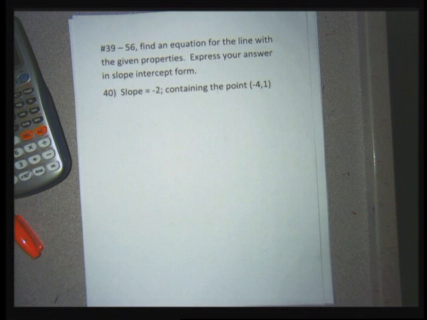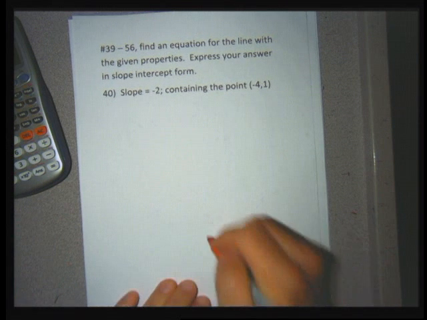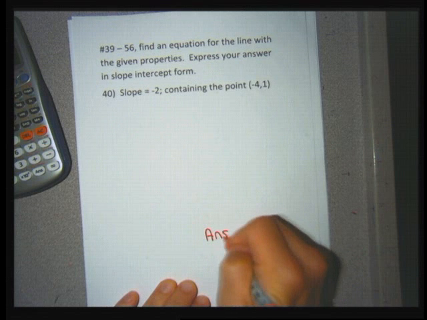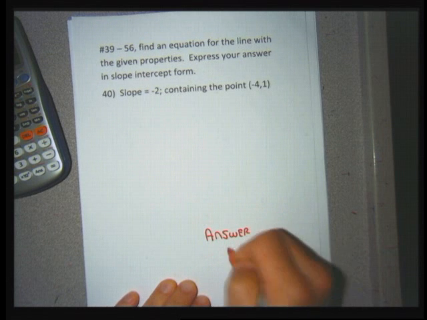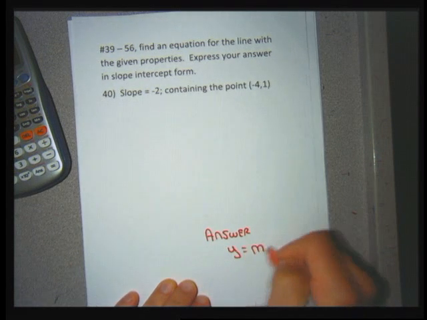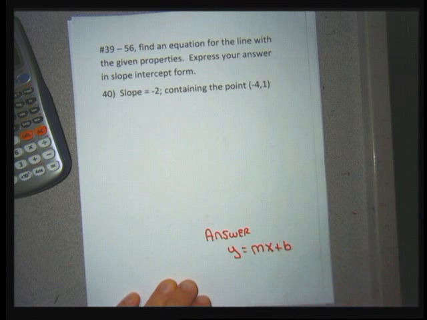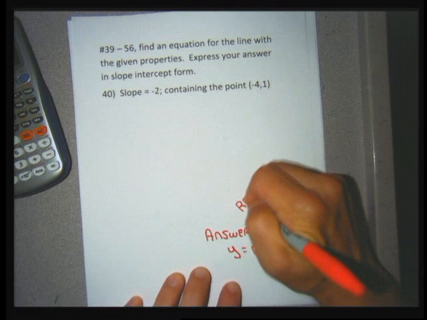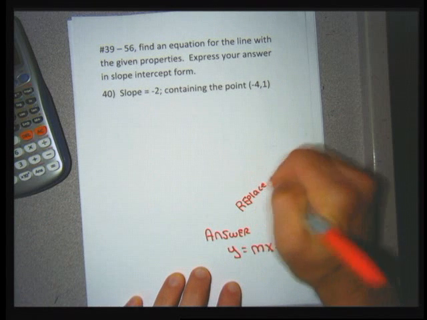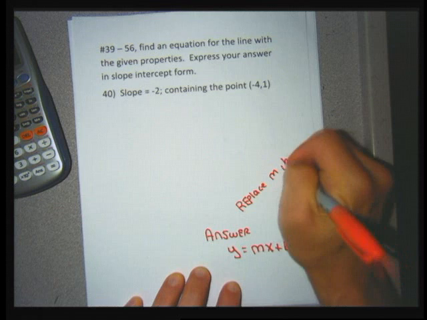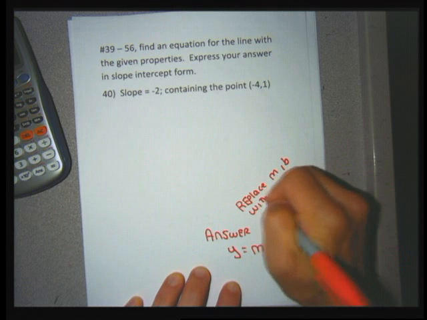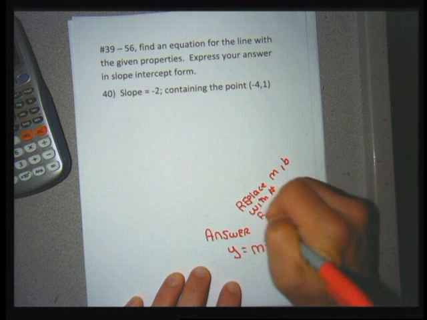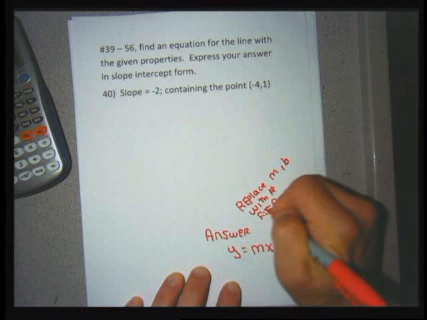So my goal here for each of the problems between 39 and 56 is that my answer needs to look like an equation of a line. My answer needs to be in the form y equals mx plus b, but I need to replace the m and b with numbers that fit the problem.